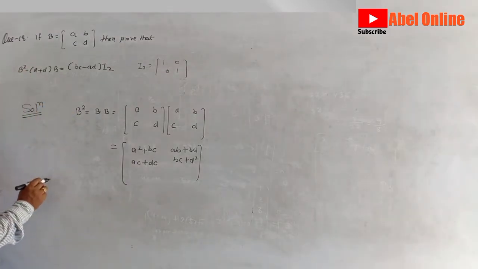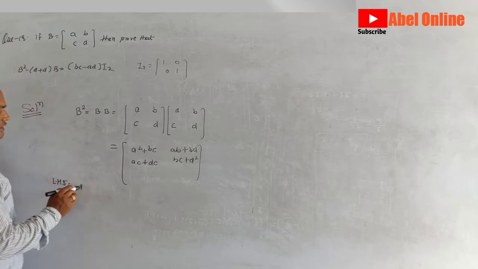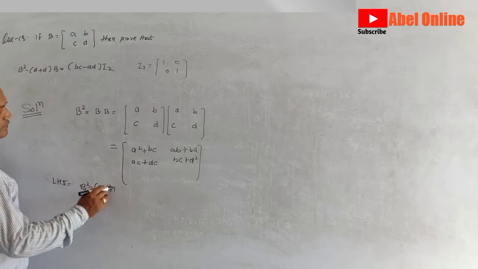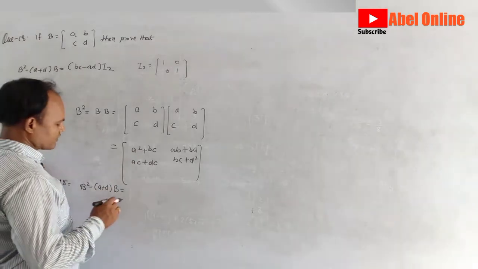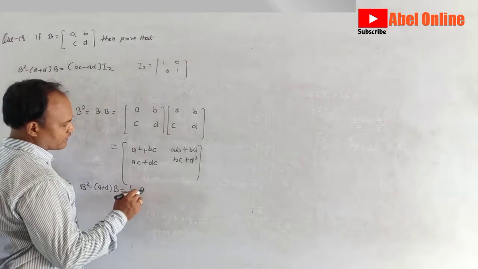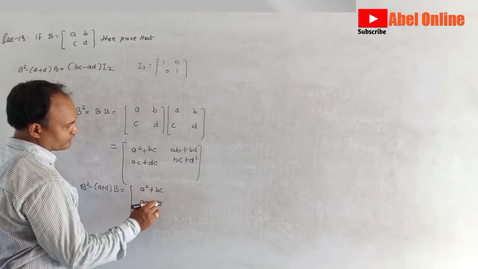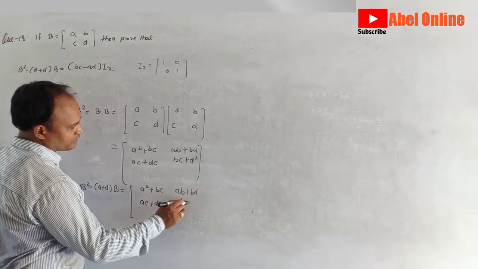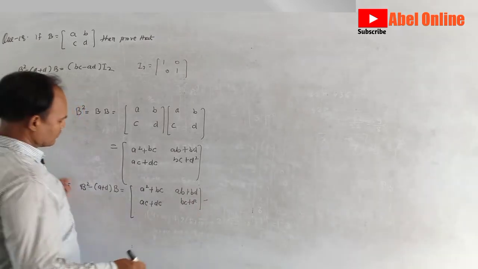Now we are going to solve the LHS, the left hand side. The left hand side is B square minus (a plus d) in brackets, multiplied by B. What is B square? B square is a square plus bc, ab plus bd, ac plus dc, and bc plus d square, minus what about the a plus d?